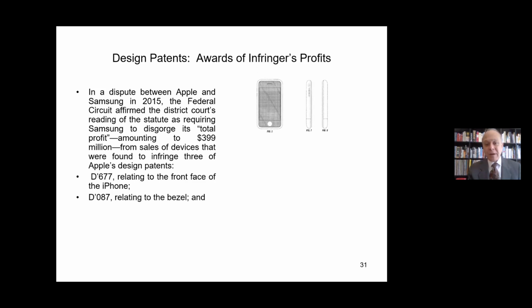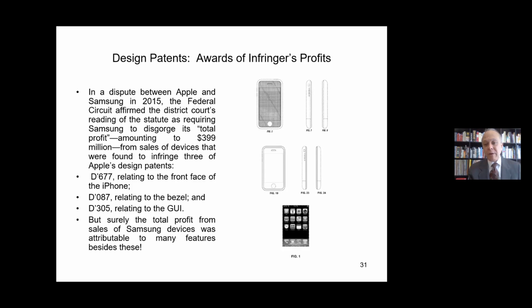So these were the design patents at issue. Samsung was found to infringe these 3 design patents, and therefore had to disgorge its entire profit, its total profit on sales of infringing phones, even though surely a lot of that profit would be attributable to features other than the design. Now, there's all the functional features among other things. Anyway, so is that the correct interpretation of the statute, or does total profit not necessarily relate to the entire profit on the sale of a complex end product?